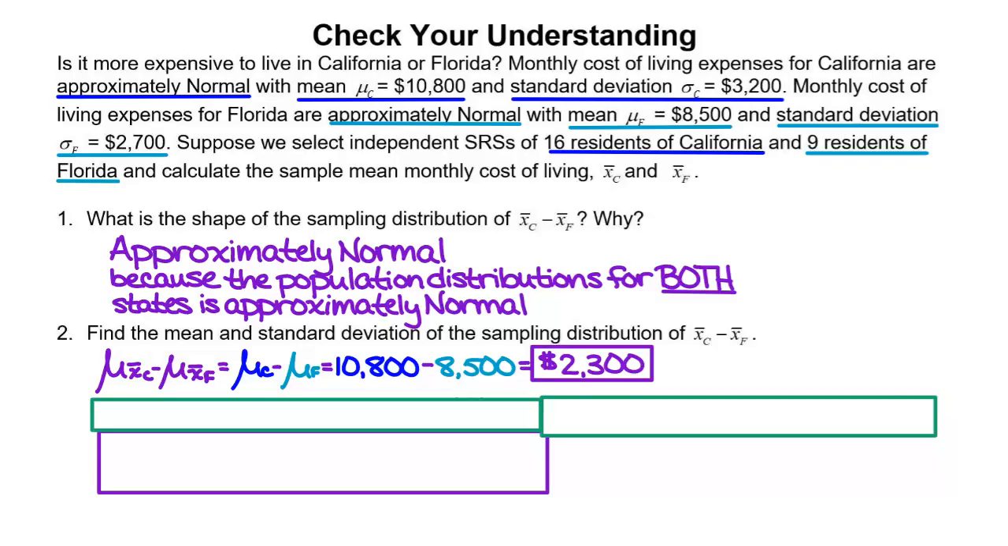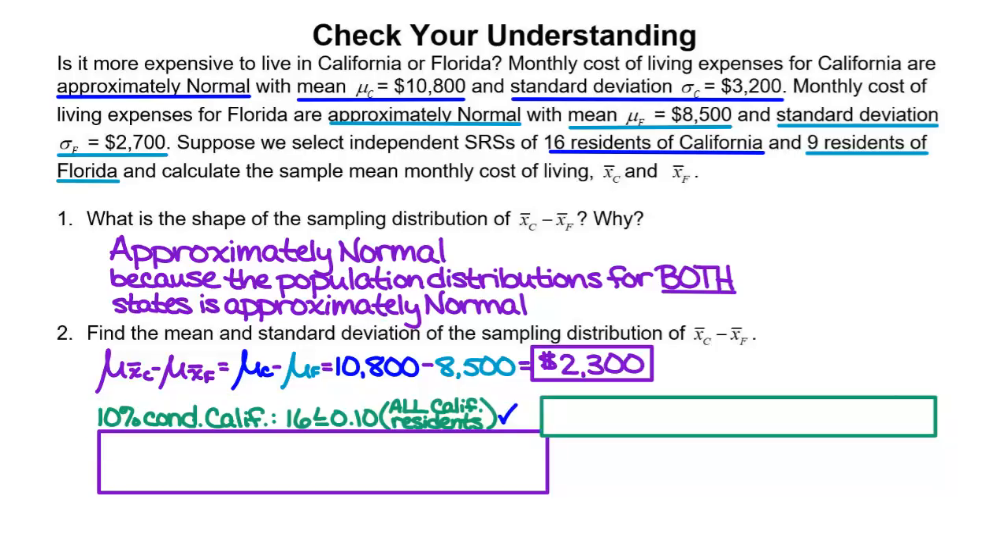What do I have to do before I do standard deviation? Check 10%. Do you think that 16 is 10% or less of all the residents of California? Yeah, so we're good there. I do have to make sure to say all California residents, not just California residents. I want to make sure that we're talking about all of them because this has to be the population. This is one of those keywords that if it's missing on the AP exam, they'll say, you didn't talk about the whole population. That's why that word all is so important there.